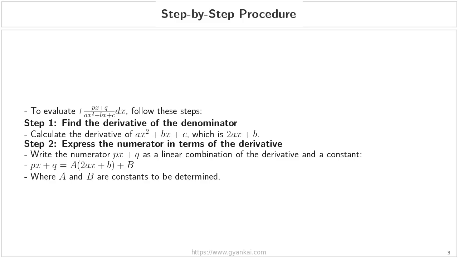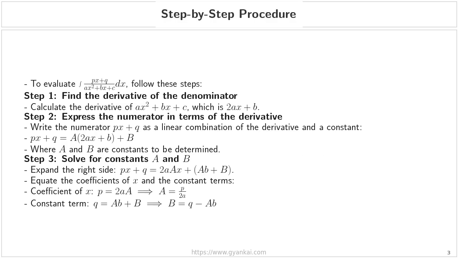We want to rewrite the numerator, px plus q, as a combination of that derivative we just found, 2ax plus b, and a constant. Mathematically, we express this as px plus q equals A times (2ax plus b) plus B, where A and B are constants that we need to determine. Think of it like this. We're trying to express our numerator as a multiple of the derivative of the denominator, plus some leftover constant.